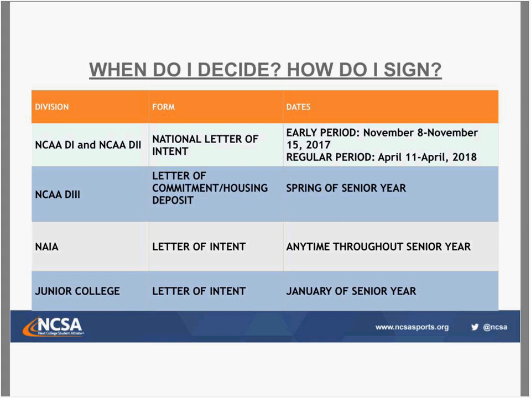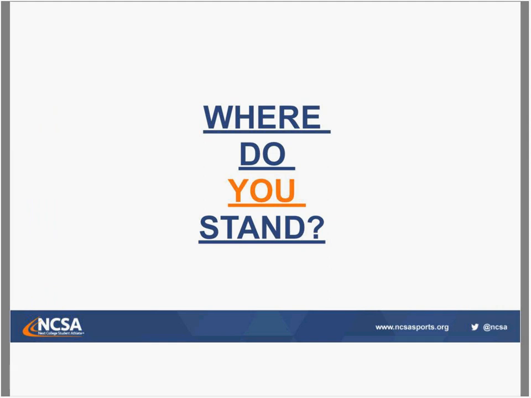And we've got a regular period for Division I and Division II that happens next spring as well. For Division III, you make a letter of commitment by signing a celebratory letter of intent, and that usually happens in the spring of your senior year. With high schools, you can actually sign a letter of intent at any point throughout your senior year after the first day of classes. And with junior colleges, you can sign a letter of intent beginning in January of your senior year. One thing that's really important to understand is where you fit in.